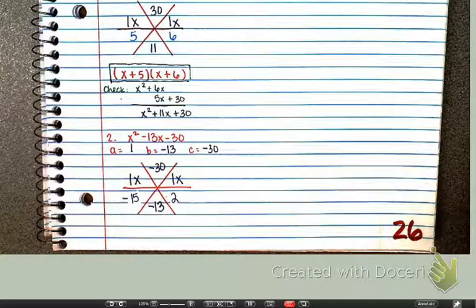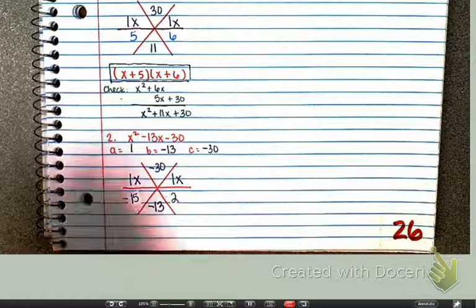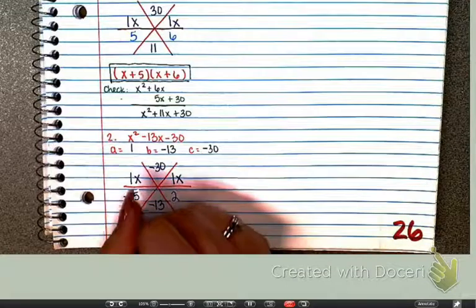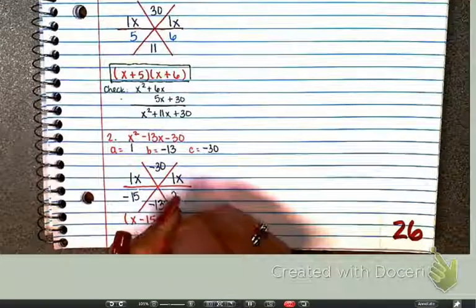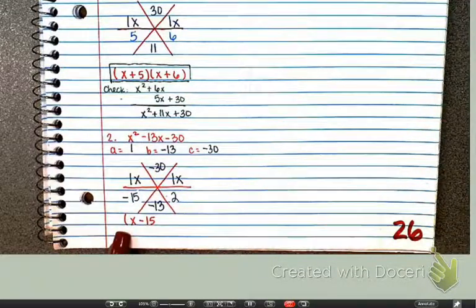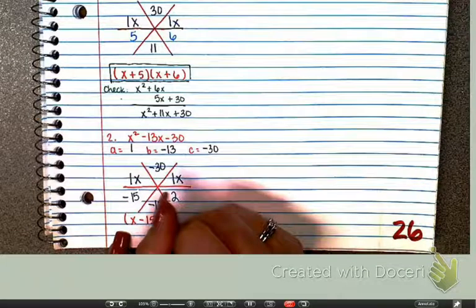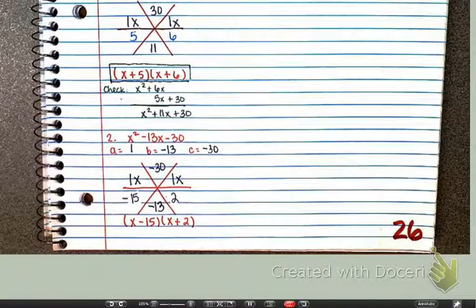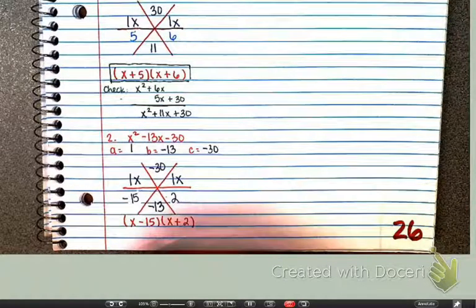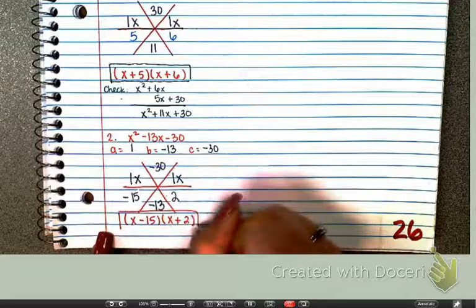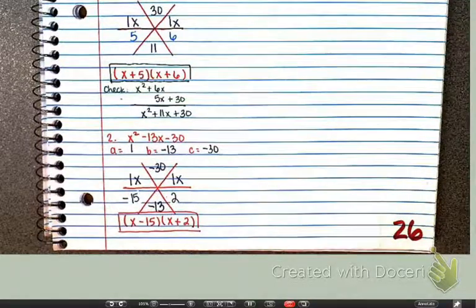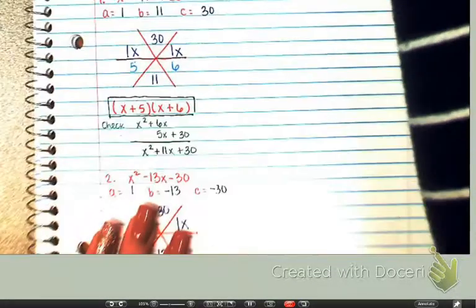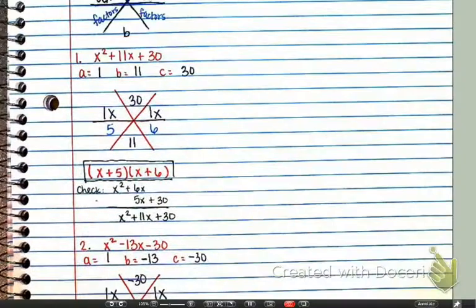Okay? Final step is to write in factored form. So x minus 15. Can I write 1x minus 15? Yeah, it's the same thing. X minus 15 times x plus 2. Are we okay with that? Yeah? All right. I'm going to give you one to try.